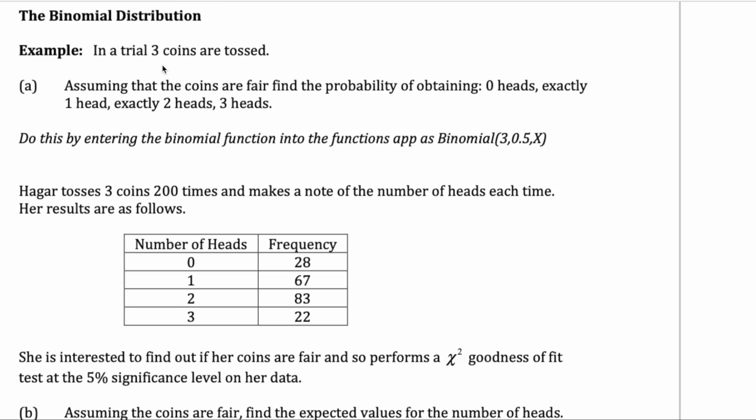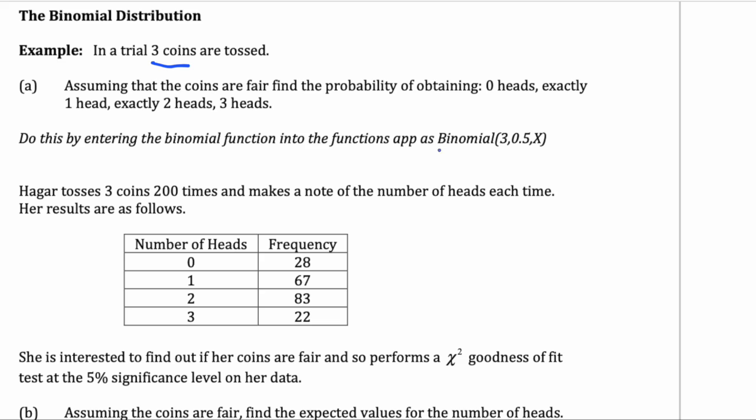Okay, so here we have a coin that is tossed 3 times, and we're looking at the frequencies of 0 heads, 1 head, 2 heads, 3 heads. These are the observed values, what is recorded, and we're going to do a chi-squared goodness of fit test to see if this follows a binomial distribution, which it should if it's a fair coin.